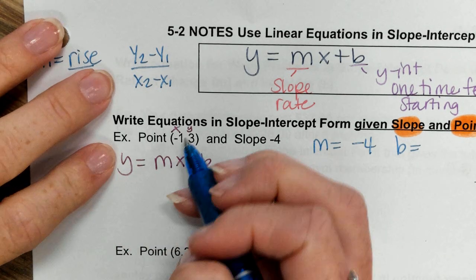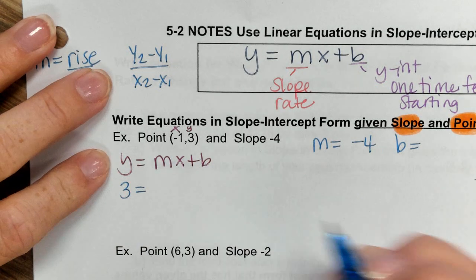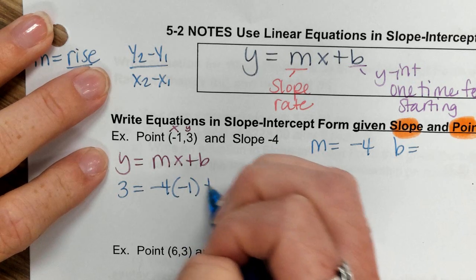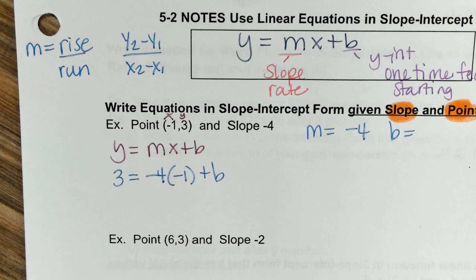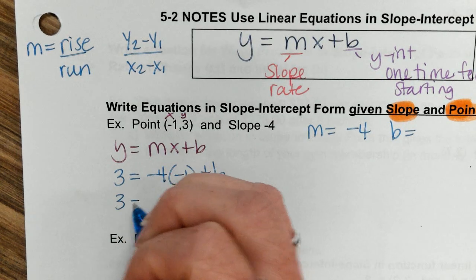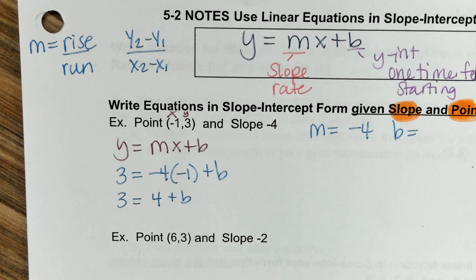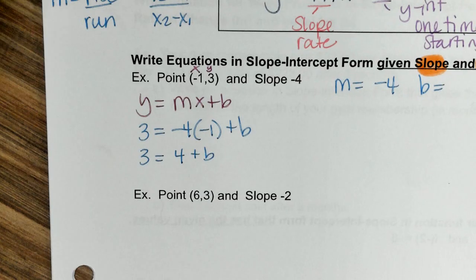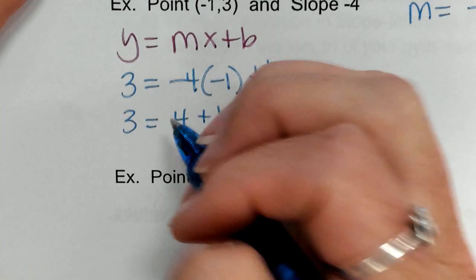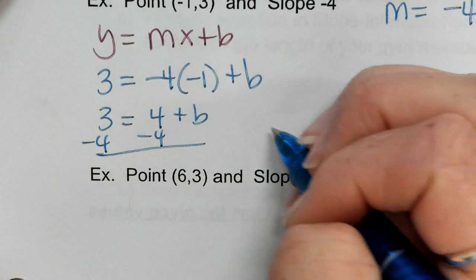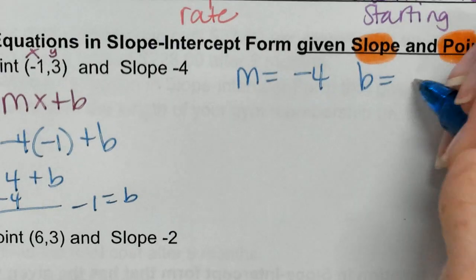What is y? 3. So 3 equals, what is the m? -4. Times x, -1, plus b. Can I now solve the equation for b? Yes. So I have 3 equals. What's -4 times -1? 4. Plus 4. How will I get the b by itself? Subtract 4. Subtract 4. What is 3 minus 4? So -1 is the b.